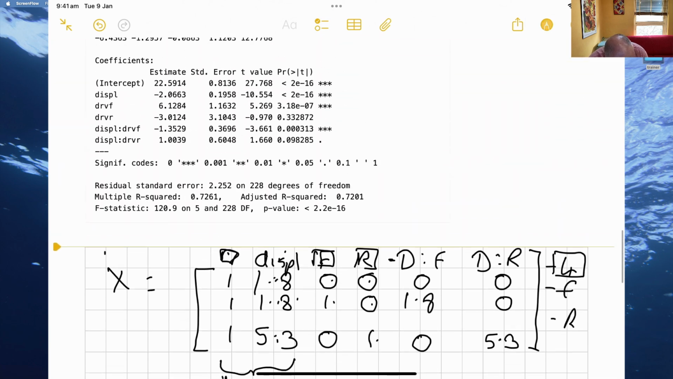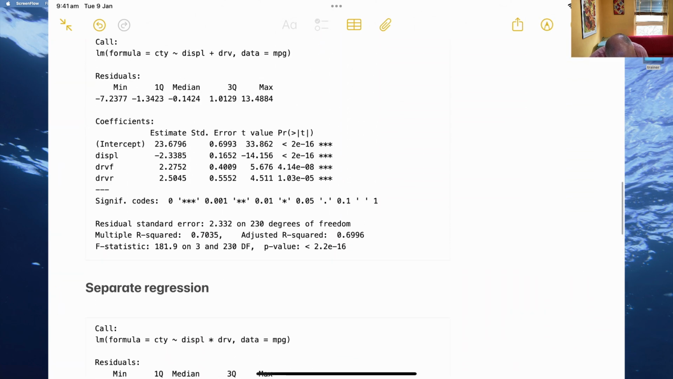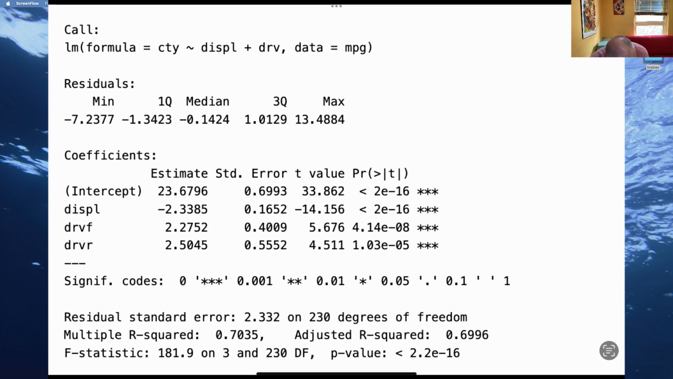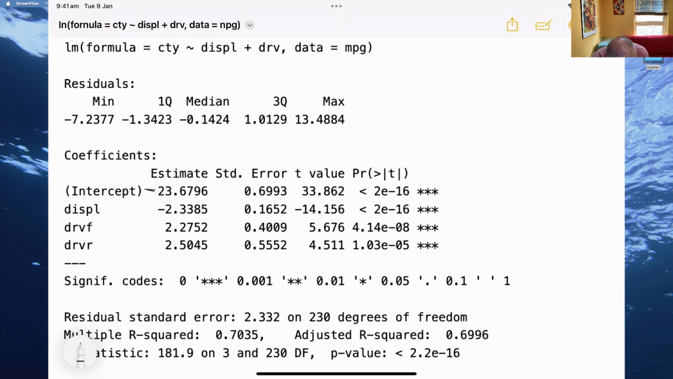That is our relationship. Now let's think about parallel. Well, let's go and have a look at the numbers. So we now have in our numbers, this is the coefficient for the intercept, this is the slope, and then these two are our extra bits that we're going to have either for the front wheel drive or the rear wheel drive.